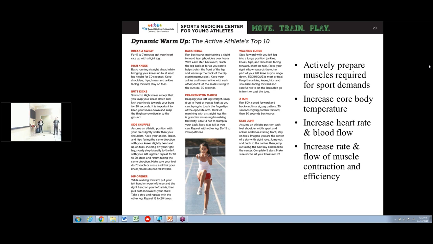And then a Z run, again, I'm not going to have her do this, but it's pretty much where you run forward and then backward and then forward and then back. And then a star jump, where you're looking at if you had a star pattern in the front and you just jump to all the different directions, and then back and forth. So that's kind of your dynamic warm-up.